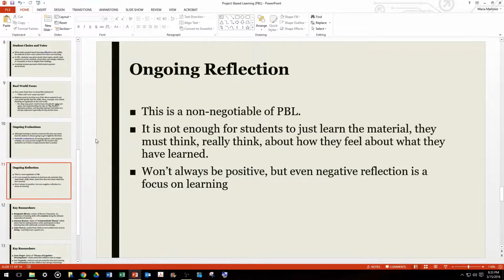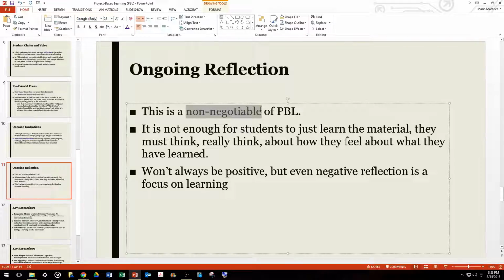Ongoing reflection. Now, this is a non-negotiable. This is something that is absolutely, positively required for project-based learning. And the reason why this is a non-negotiable is because we want to make sure that the students are really thinking about their learning, that they're not just slapping something down on a piece of paper or on a PowerPoint, that they're not just putting something down, turning it in, and that's it. We want them to reflect. And so how does what they have learned affect either them or maybe their career or their families or their society?